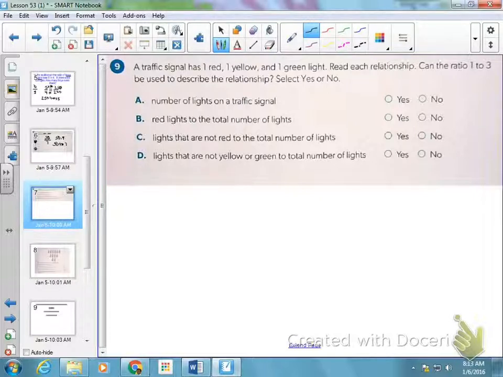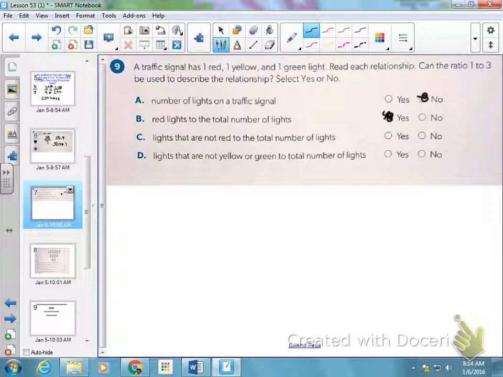Okay, so you've read, you have 1 red, 1 yellow, 1 green. And look at the number of lights on a traffic signal. Well, that's just 3. That's not setting up a ratio. We're not comparing 2 different terms. Now look at B, red lights to the total number of lights. B would work because how many red lights and how many total lights? So B would be a yes. A would be a no.